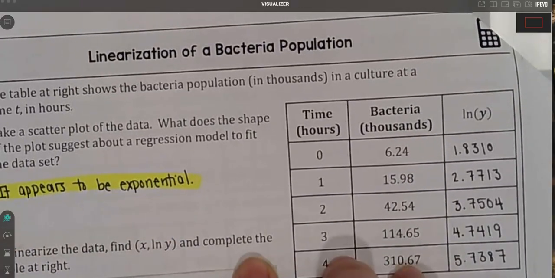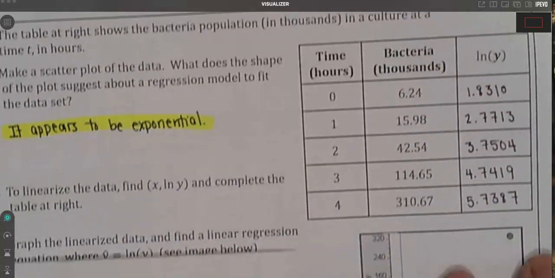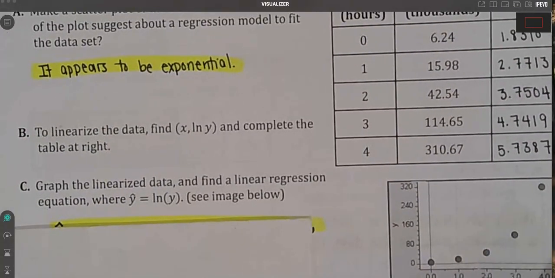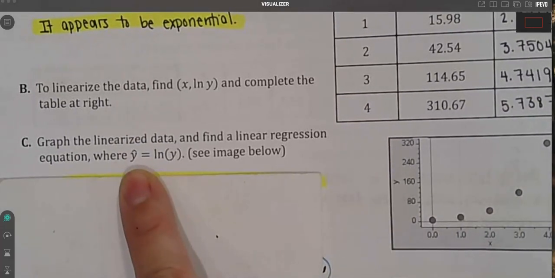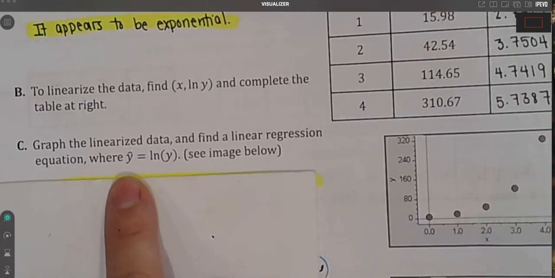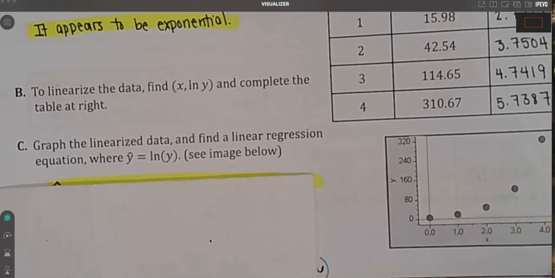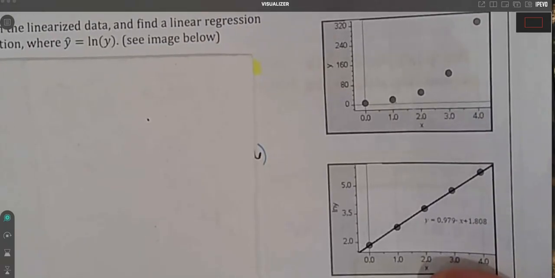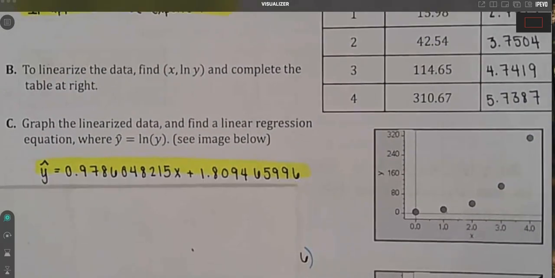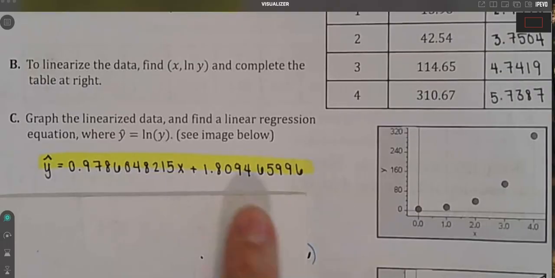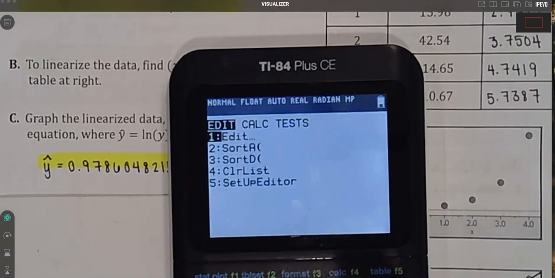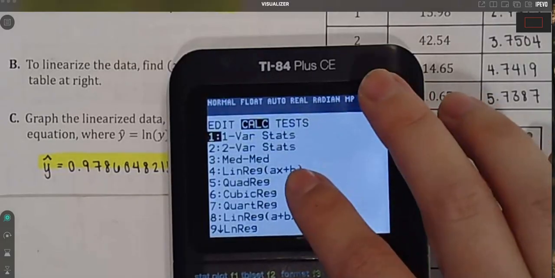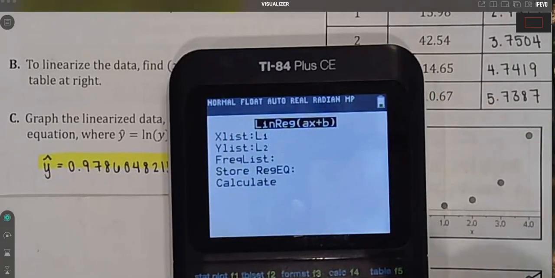To linearize the data, complete the table at the right. There we did. Graph the linearized data and find a linear regression equation, where I'm going to call this y with a hat, or y prime. See the image below. Our graph looks like their graph, so we're good. If you find the linear equation, this is how you do that. Go back to stat. Now we're going to go to linear, which is 4. But in this case, you need to make sure you change this to L3.